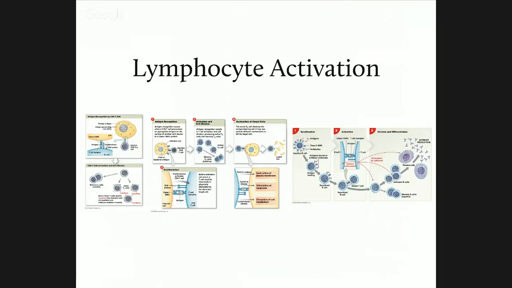Now, they're also considered naive at that point. Okay, so they've gone to school, they've learned all they need to learn to be immune system cells, but they haven't gotten their first job yet. So they're out looking for a job.